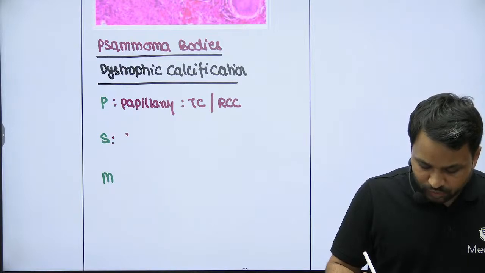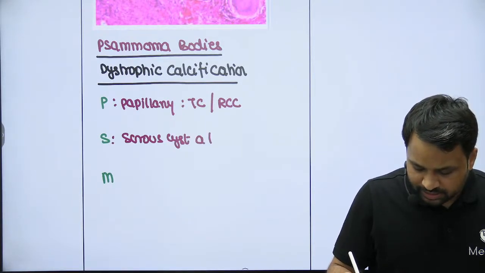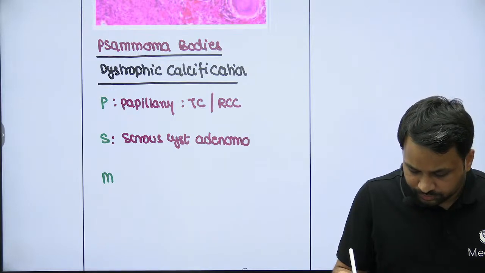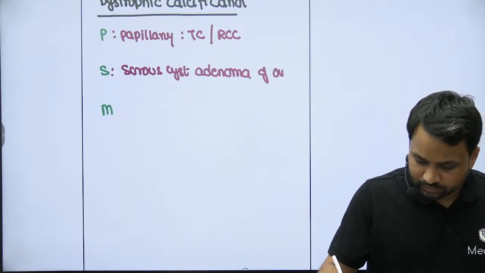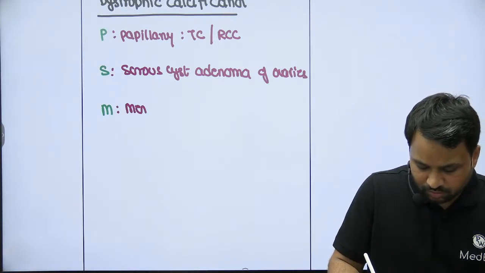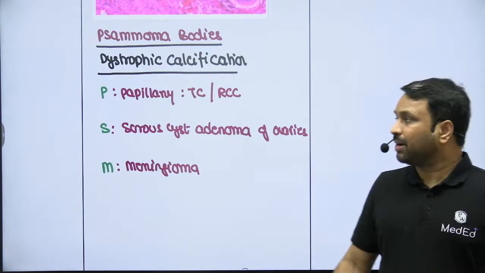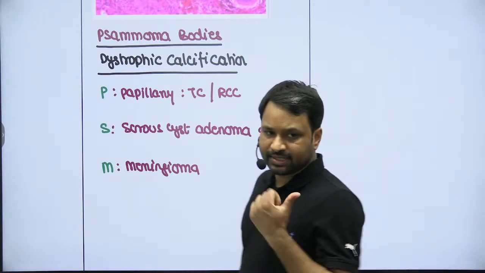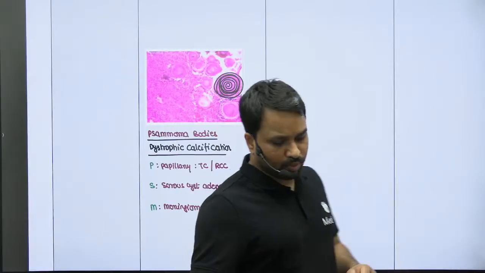S stands for serous cystadenoma of ovaries. M stands for meningioma. Right? So you have the papillary variant of thyroid cancer and RCC, serous adenoma of ovaries, and meningiomas are the sites where you will see the presence of Psammoma bodies.